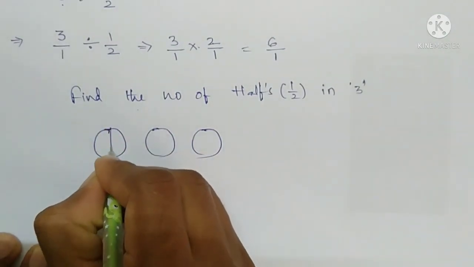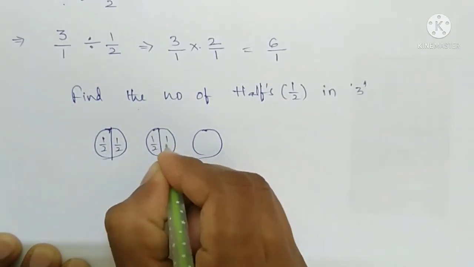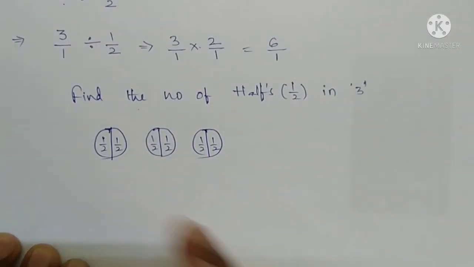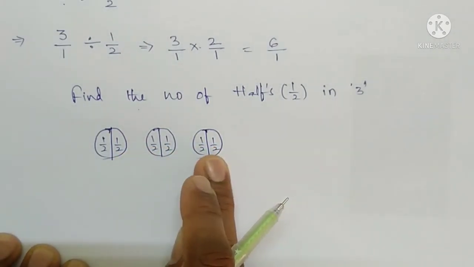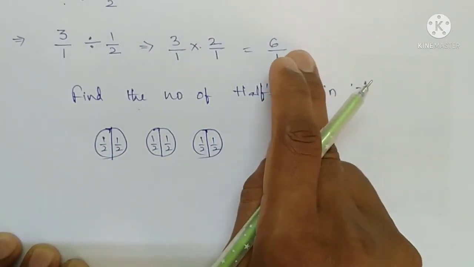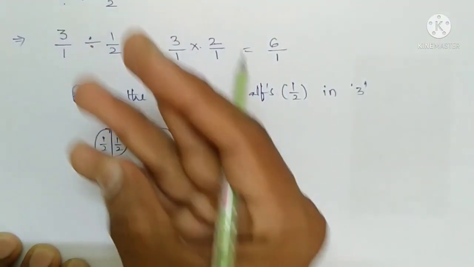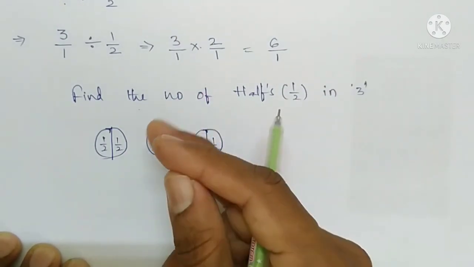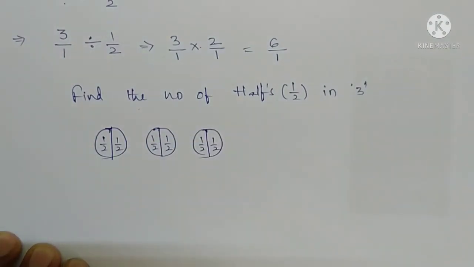So here, this is half, this is also half, half and half, half and half. So 1, 2, 3, 4, 5, 6. There are 6 halves in 3, right? So 6 is our result. This is the way we can divide any whole number by a fraction, or a fraction by a fraction, or a fraction by a whole number. Do you understand? Yes, right.